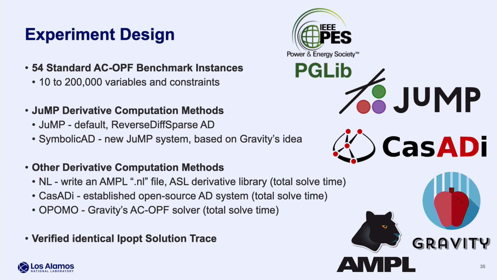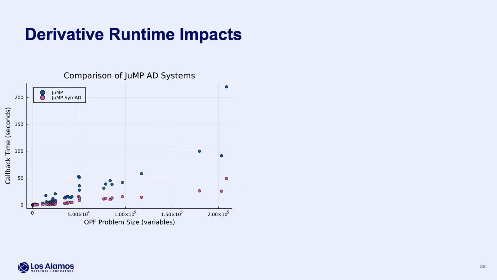We've got Hassan's tool, Gravity. And then we also had a tool called CasADi, which is a popular AD system for control systems, just to give us different reference points. So let's look at some results.